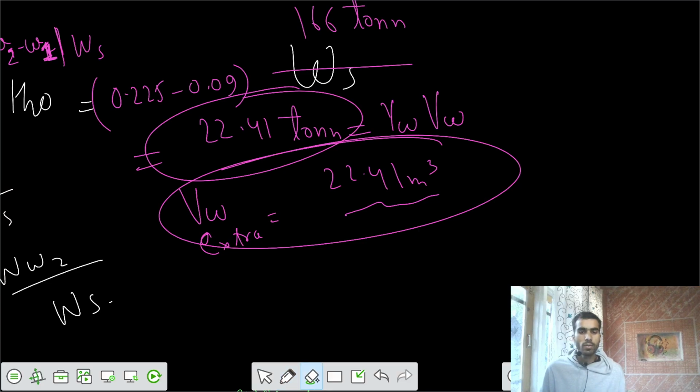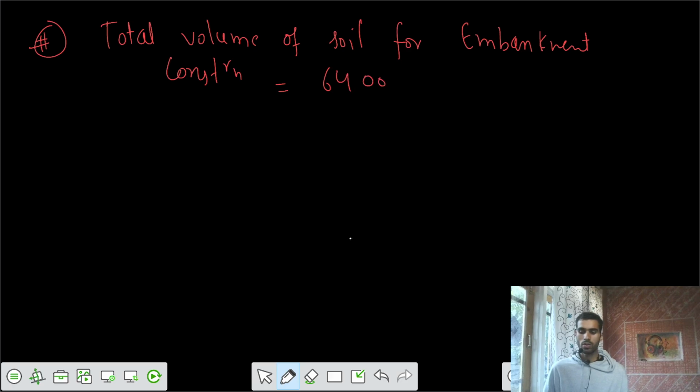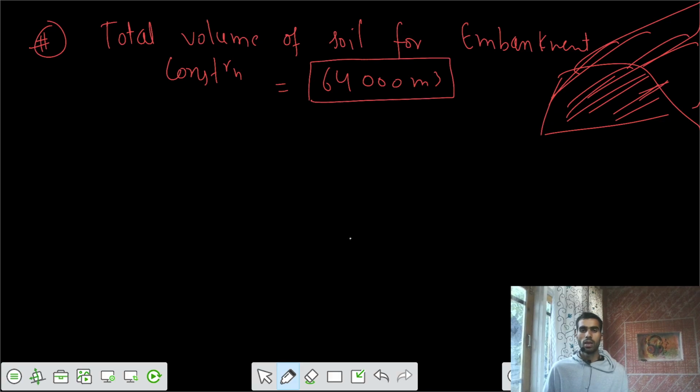Let's go for the final one. That's your final problem. So we have to construct an embankment. The total volume of the soil in the embankment construction is equal to 64000 meter cube. Let's say the total volume required in the compacted state, the amount of volume I have to compact, should be a final volume of 64000 meter cube.